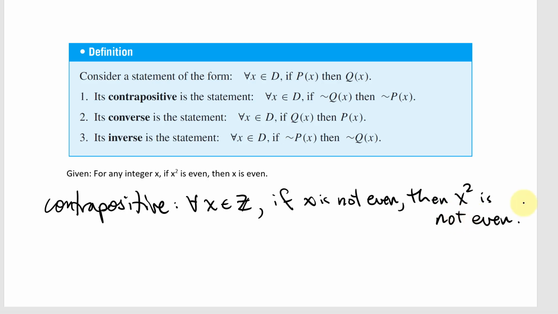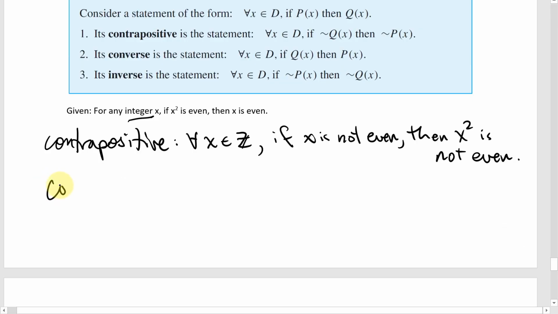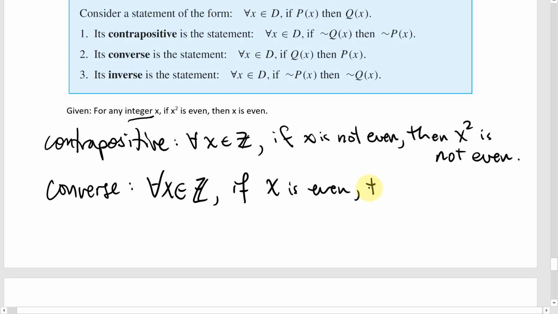Well, actually, you could say, because I have x element of the integers, this is for any integer. So if you're talking integers, then they are either even or odd. So it is also correct to say if x is odd, then x squared is odd. That would be okay because not even really means odd in the assumption that we're dealing with an integer. Now the converse would be for all x element of the integers, and with the converse you just change the order, so I would say if x is even, then x squared is even.